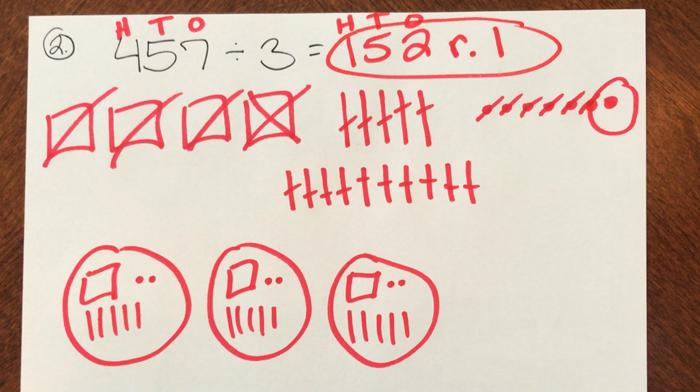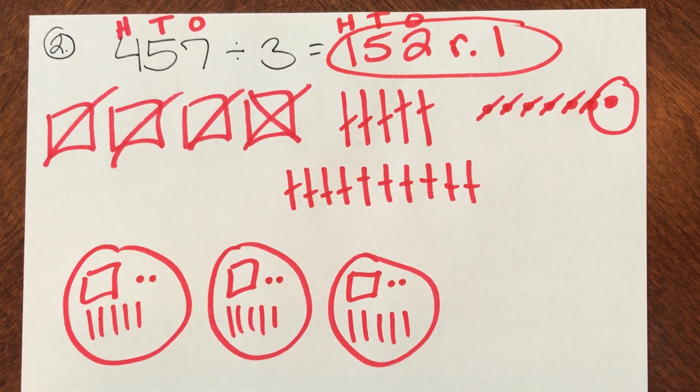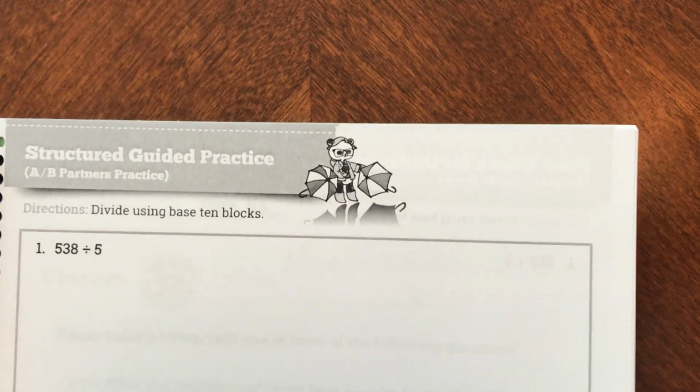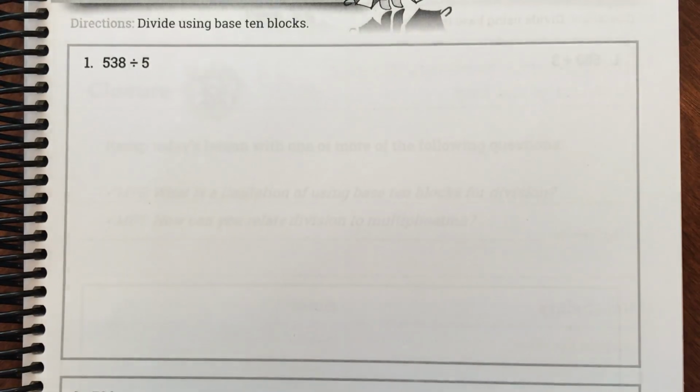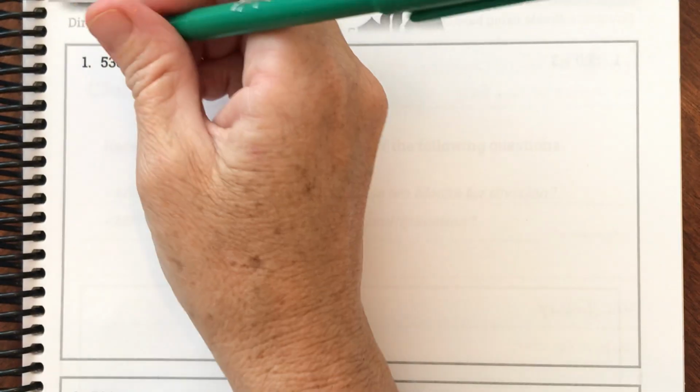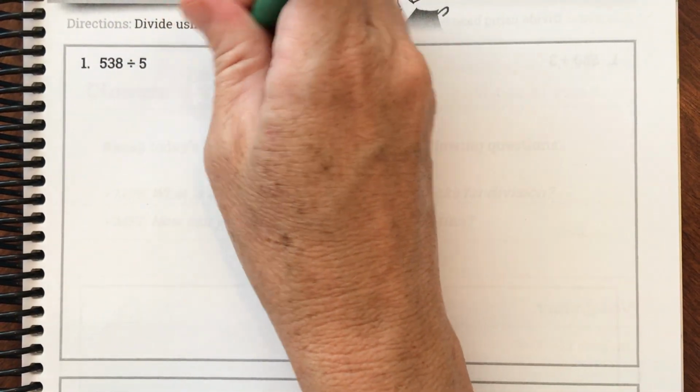That's what's left over. Okay, let's do some of these together. We are on page 204, and here's our first problem. It says 538 divided by 5. So our dividend of 538, that's what we're going to draw. I'm going to write it a little bit large.